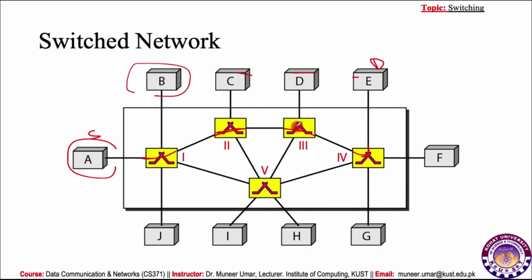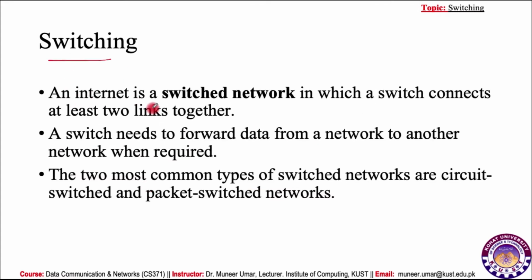Meanwhile, if B wants to communicate with C, it must wait until this communication is over. Switching. An internet is a switched network in which a switch connects at least two links together. So one switch can connect at least two links together.